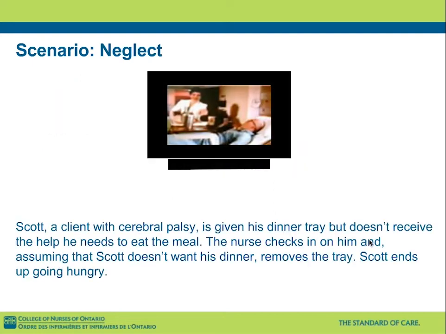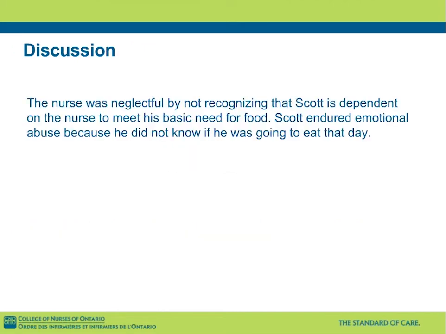Scott, a client with cerebral palsy, is given his dinner tray but doesn't receive the help he needs to eat the meal. The nurse checks in on him and, assuming that Scott doesn't want his dinner, removes the tray. Scott ends up going hungry. The nurse was neglectful by not recognizing that Scott is dependent on the nurse to meet his basic need for food. Scott endured emotional abuse because he did not know if he was going to eat that day.